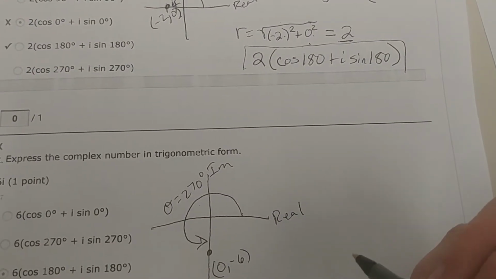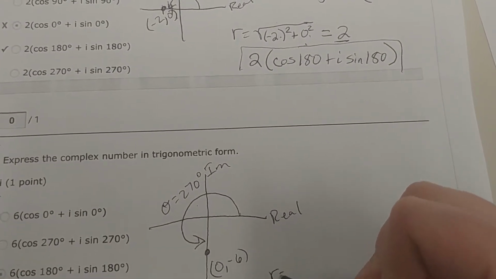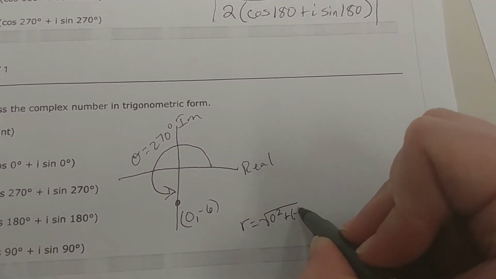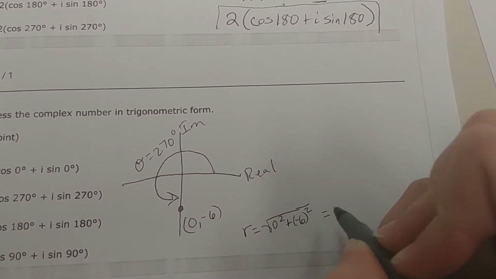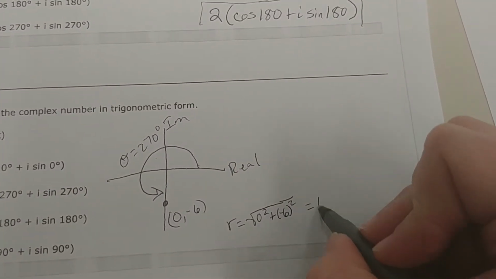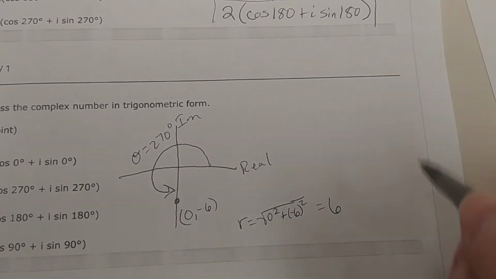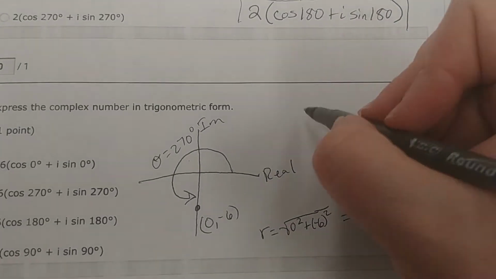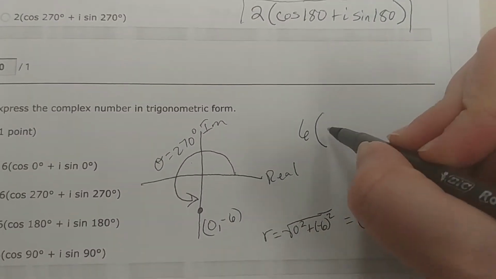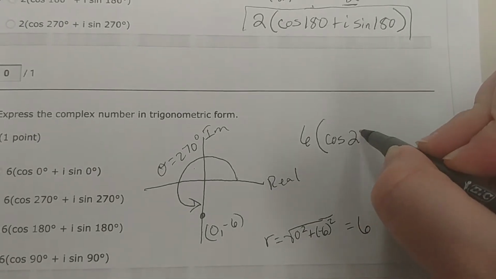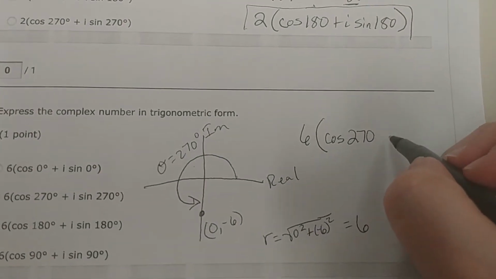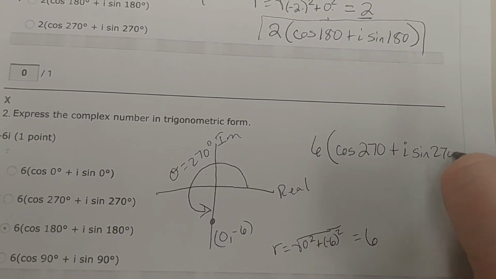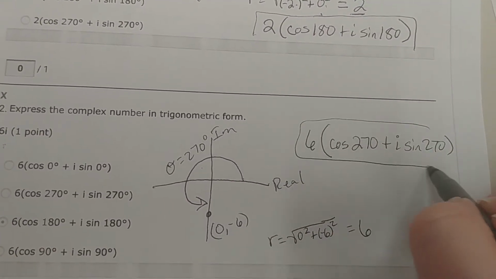So I need to find the r. R is going to be the real part squared plus the imaginary part squared, and then I take the square root. That comes out to be 6 if you put it in the calculator. So if I want to find the trig form for this, I take my r, 6, and then cosine of my theta, which is 270, plus i sine of my theta, which again is 270. And that is going to be my answer here.